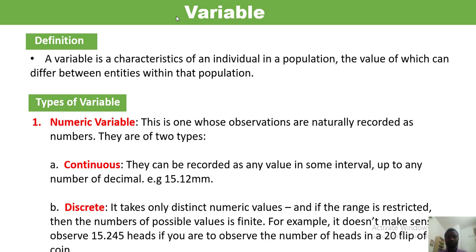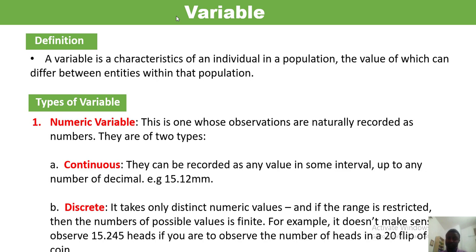So what is a variable? A variable is a characteristic of an individual in a population, the value of which can differ between entities within that population. So let's see the types of variables that we have. There are two. Numeric variable is the first one. This is one whose observations are naturally recorded as numbers. They are of two types.